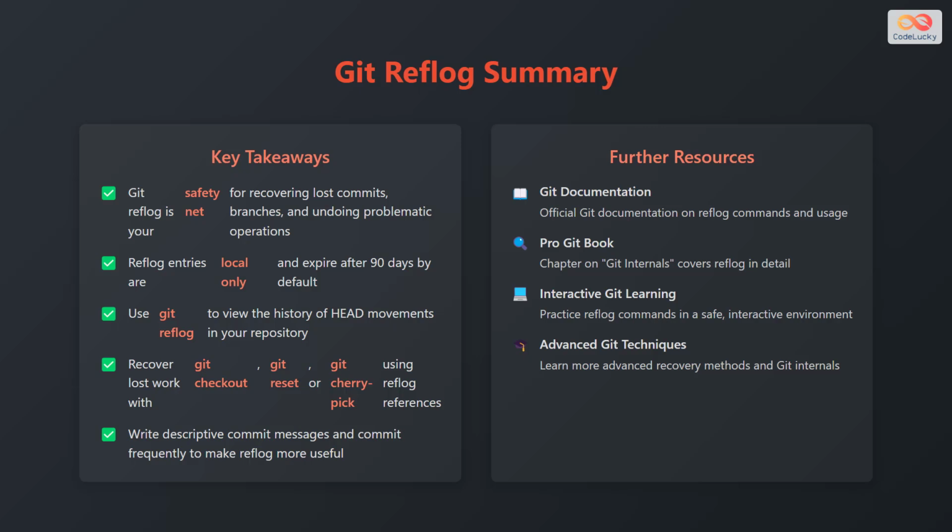In summary, Git Reflog is your safety net for recovering lost commits, branches, and undoing problematic operations. Reflog entries are local only and expire after 90 days by default. Use Git Reflog to view the history of HEAD movements in your repository. Recover lost work with git checkout, git reset, or git cherry-pick using reflog references. Write descriptive commit messages and commit frequently to make reflog more useful.